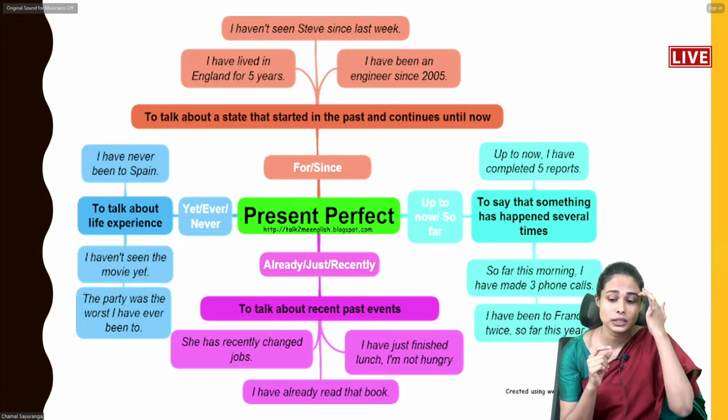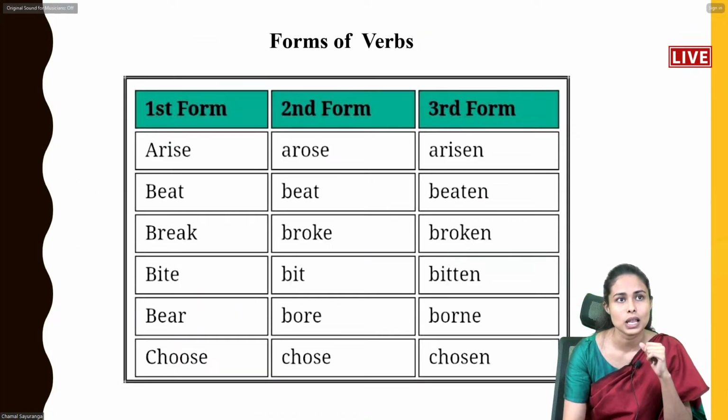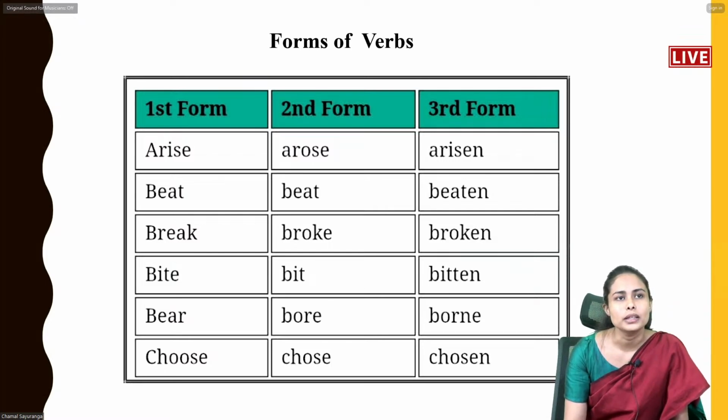Now here, this is the most important thing when it comes to tenses in English grammar. This is one of the most important parts: the past participle of the verb. On the next slide, this is just an example. We know that there are 3 main forms of a verb: first form, second form, and third form.